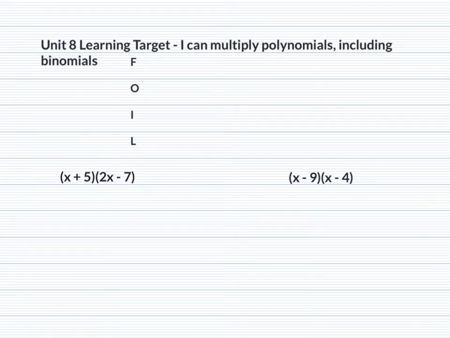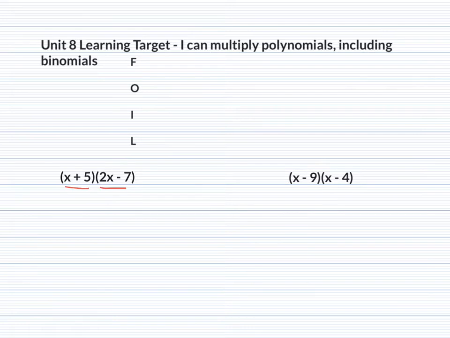So the very first thing we're going to talk about is FOIL. Hopefully some of you have seen or heard this before, but this is one strategy that you can use when you have a binomial and a binomial being multiplied.